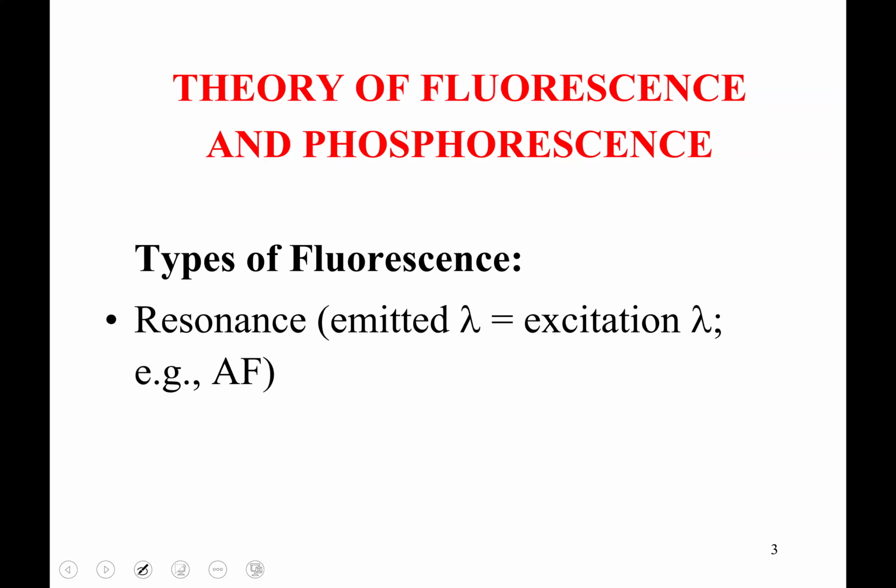Now, let me mention here, because we mentioned it earlier, you might have forgotten about it. We have what we call resonance. The resonance means the emitted lambda is the same as the excitation wavelength, or lambda. And this occurs very often in atomic fluorescence. So we call that resonance.